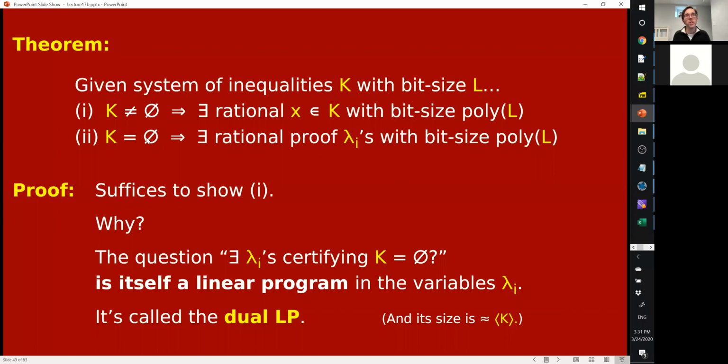To get bullet point 2, you just use bullet point 1, but applied to the dual linear program about the lambdas, whose bit size is about the same. It's also about L.